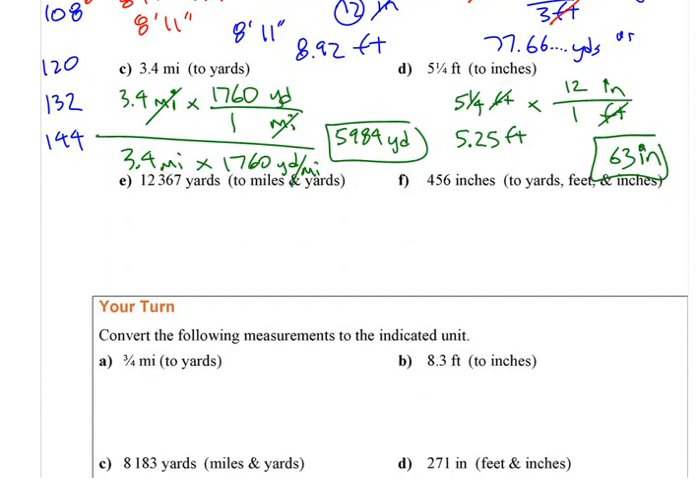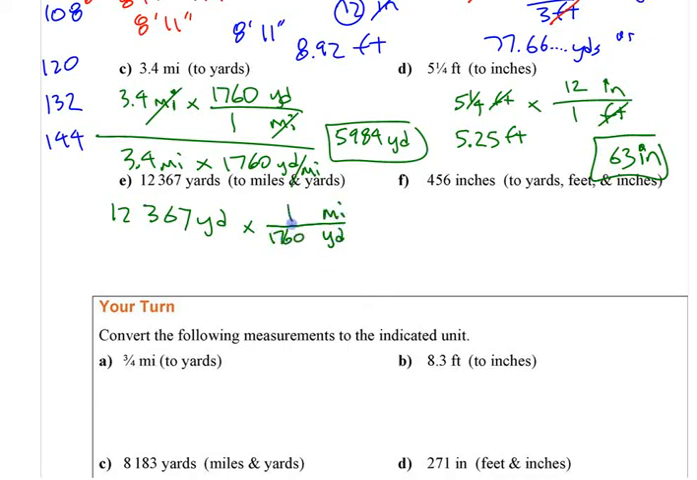Last couple here. To miles and yards. 12,367 yards times... What do we want to do? We want it to be miles and yards. So first of all, we need it to be a decimal, a miles as a decimal first. Okay? If you want to do unit analysis, you put yards on the bottom and miles on top.